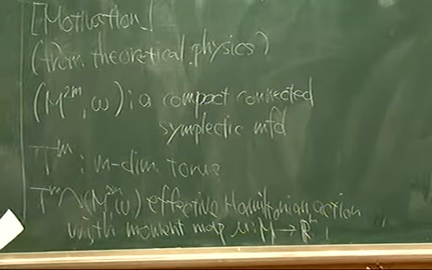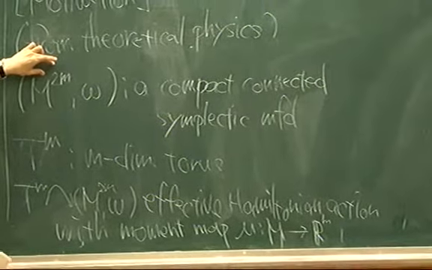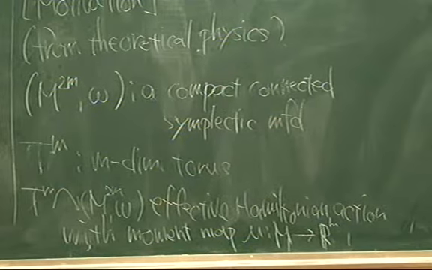The dimension of the torus is half the dimension of the manifold. Yes, so now we assume M is 2m-dimensional. And the toric case, yes. Thank you very much.